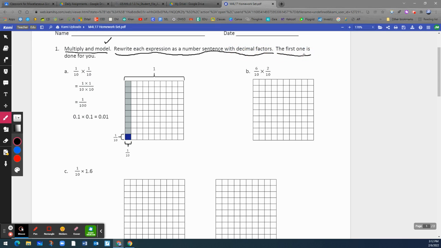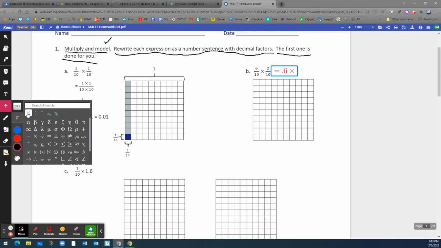The first one is done for you. They want us to rewrite each expression as a decimal. So let's get to that, and let me change the color of my ink. Okay, so there's the equal sign. So 6/10, we're going to write it like this, 0.6. And the next aspect is we're going to multiply that times 2/10, which is decimal point and 2.